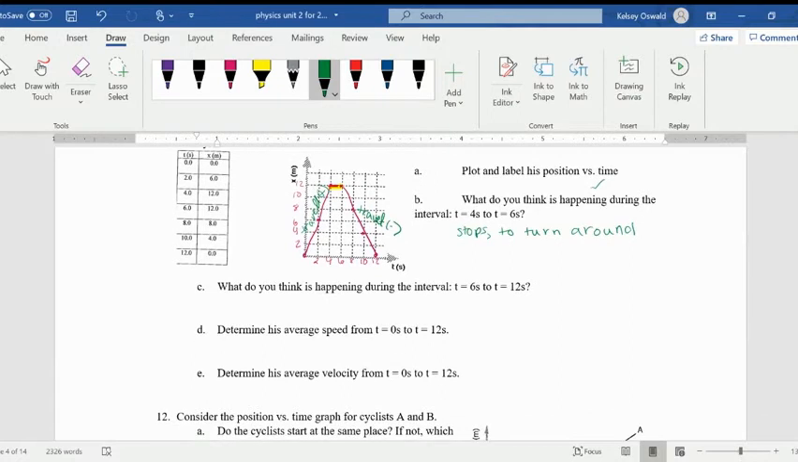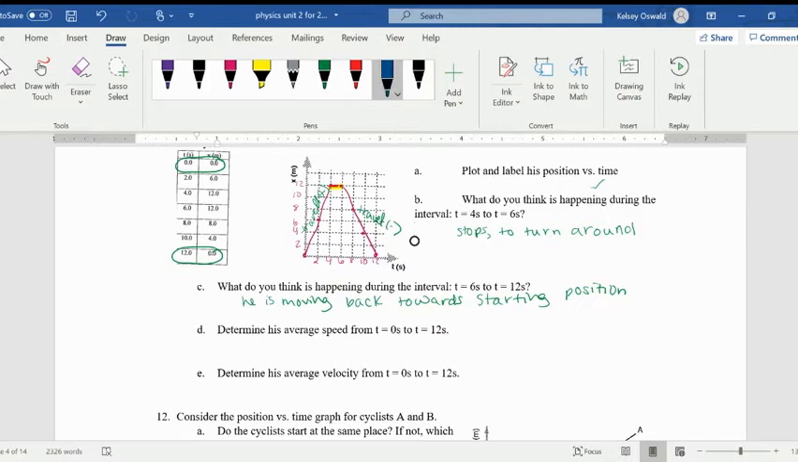Okay. So then for C, what do you think is happening in the interval 6 to 12 seconds? We've already said he's traveling backwards. And if you look at this, he's getting closer and closer to the origin, which is where he actually started. So in 6 to 12 seconds, he is moving back towards his starting position. Because initially he was at a position 0, and from 6 to 12 seconds, he gets closer and closer to a position of 0 until he eventually gets there.